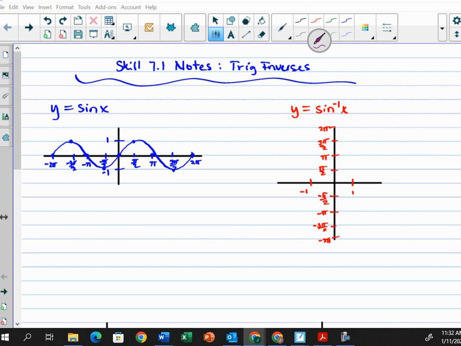All right, guys, so to plot the points, let's actually look at some points on our original sine graph. And then we're going to switch the x and y, plot them on our inverse sine graph. So we'll start at 0, 0. That's nice. Because when I switch them, what do I still have? All right, so that's my first point over here.